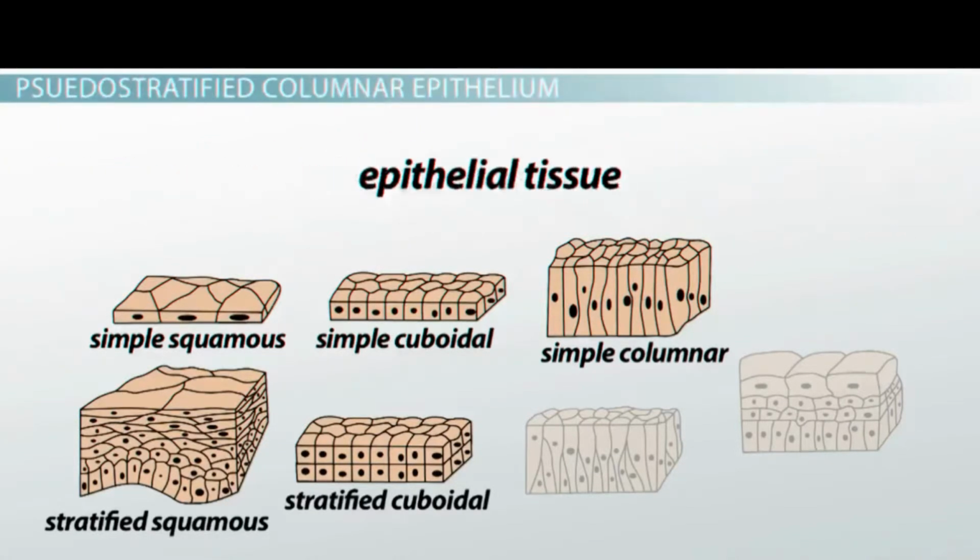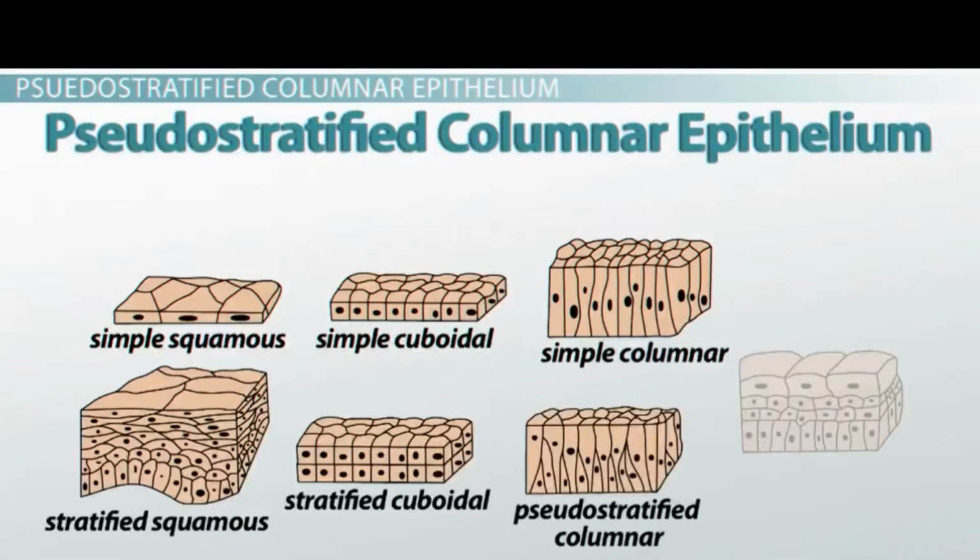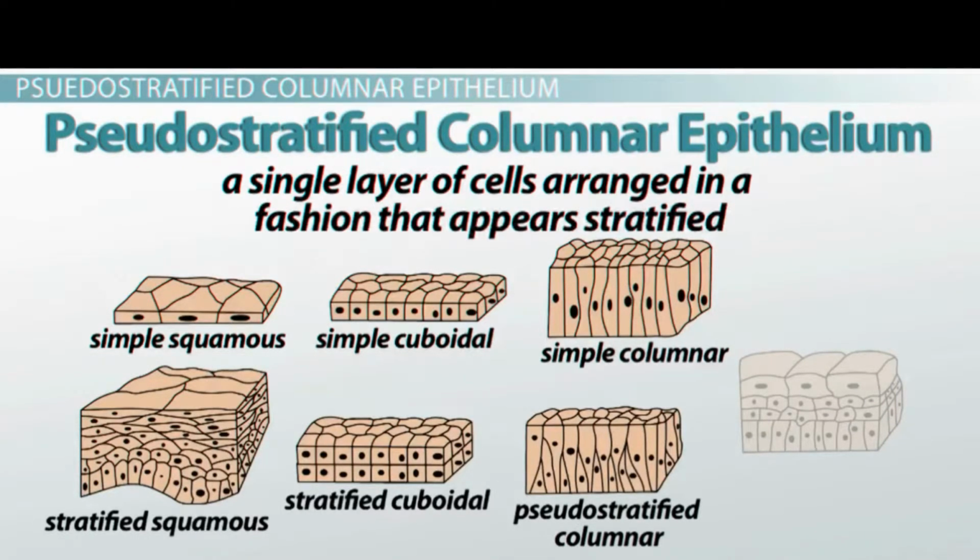Unfortunately, life isn't always as easy as we want it to be. There are exceptions to the three shapes and the two different arrangements of layering we just went over. One of these exceptions is known as pseudostratified columnar epithelium, which is a type of tissue that has a single layer of cells arranged in a fashion that appears stratified.